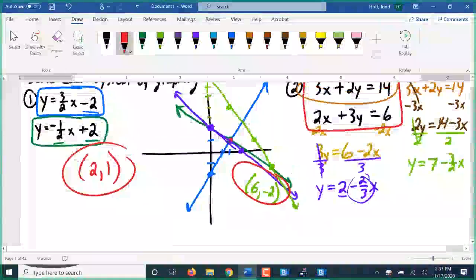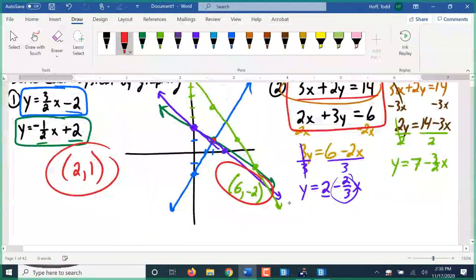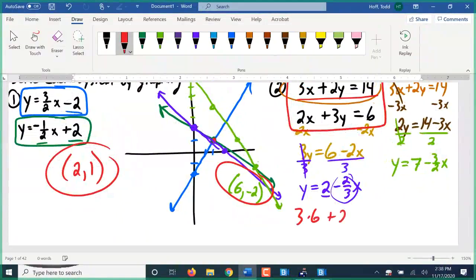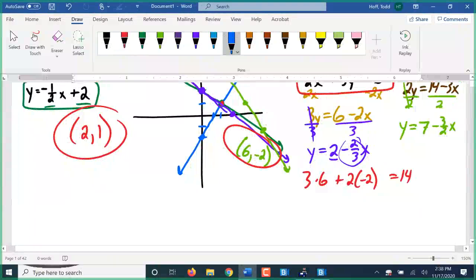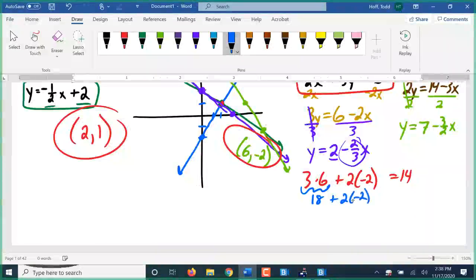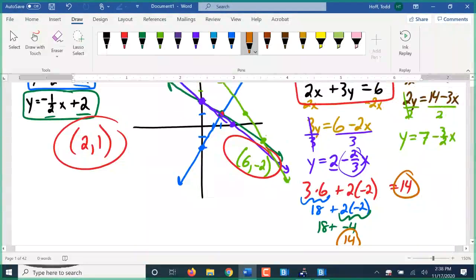So 3x plus 2y equals 14 is going to become 3 times 6 plus 2 times negative 2. And we're checking to see if that equals 14. Now it's just order of operations. 3 times 6 is 18. 2 times negative 2 is negative 4. 18 plus a negative 4 is 14. So we have 14 on both sides. Let's check the other equation there.